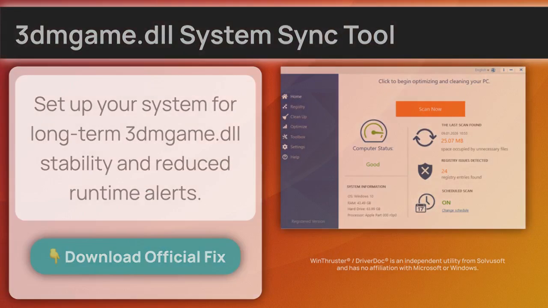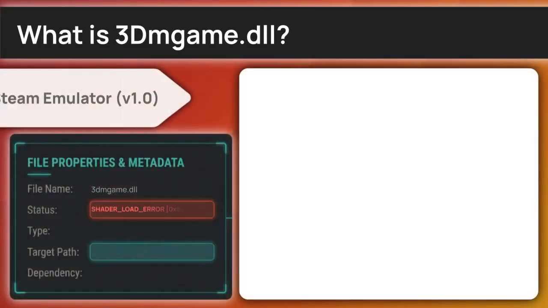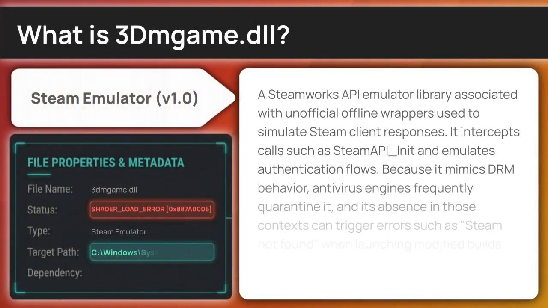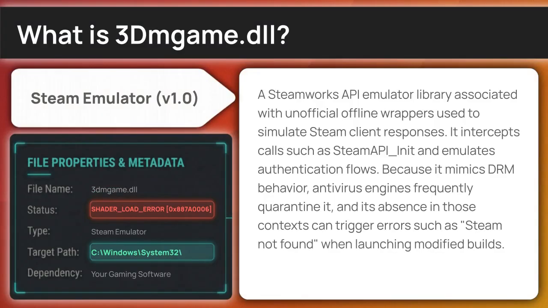This is the 3DM game module, a Steamworks API emulator library associated with unofficial offline wrappers used to simulate Steam client responses. It intercepts calls such as Steam API init and emulates authentication flows. Because it mimics DRM behavior, antivirus engines frequently quarantine it, and its absence in those contexts can trigger errors such as Steam not found when launching modified builds.